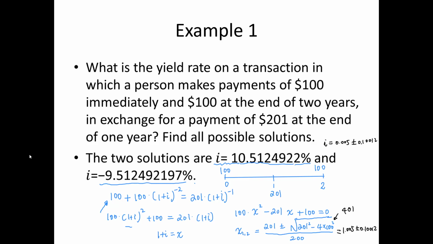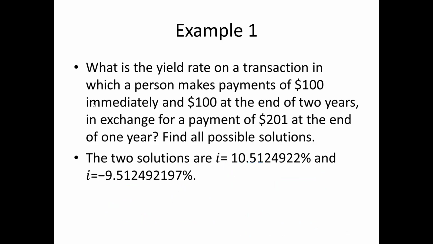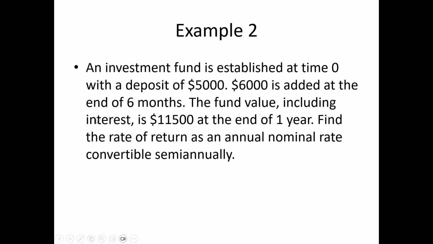All right, so that's the first example. Let's move on to the second example. An investment fund is established at time zero with a deposit of $5,000. $6,000 is added at the end of 6 months. The fund value, including interest, is 11,500 at the end of 1 year. Find the rate of return as an annual nominal rate, convertible semi-annually.